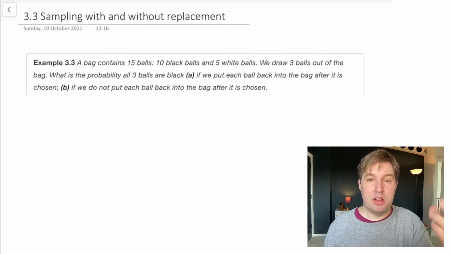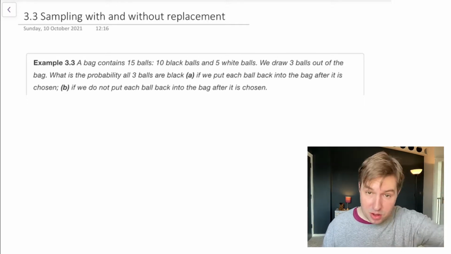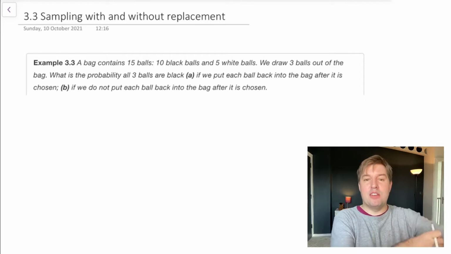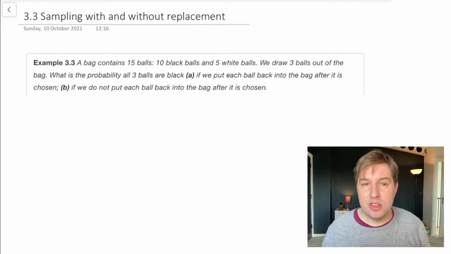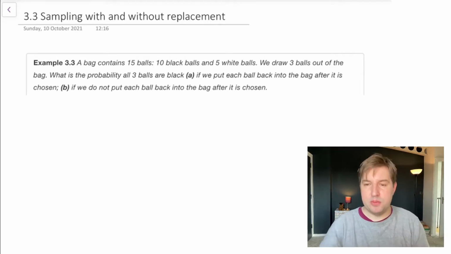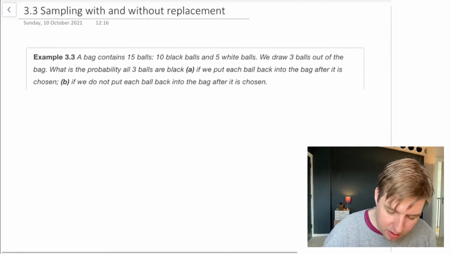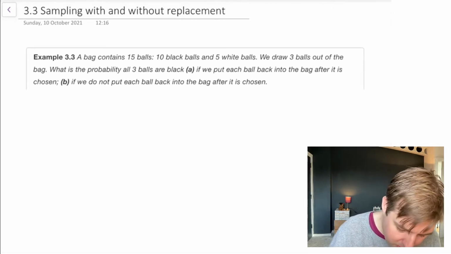So we pick one out, look if it's white or black, then put it over somewhere else, and then pick one out of what's left in the bag. So these are two slightly different problems. Let's start with problem A.